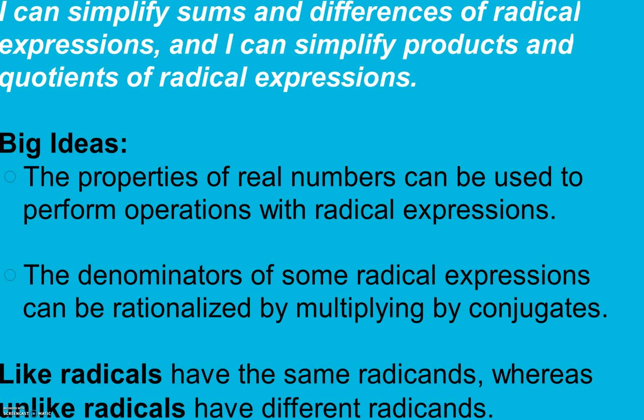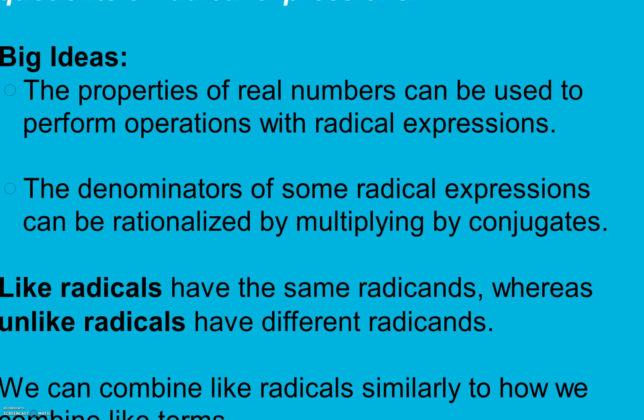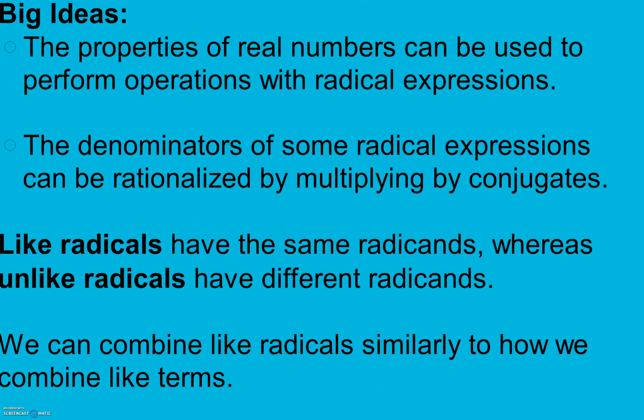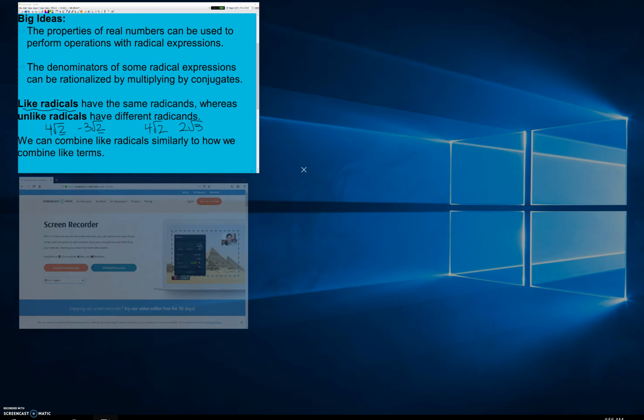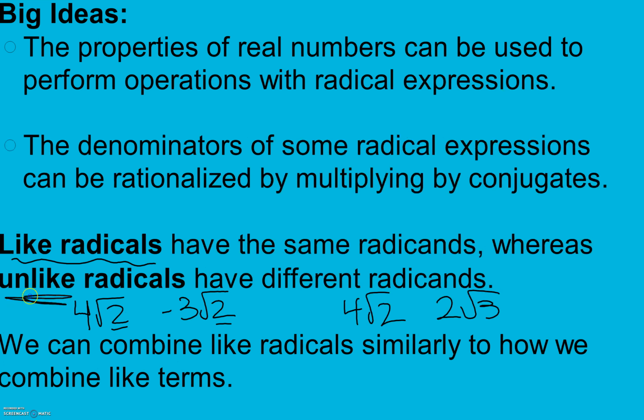Like radicals have the same radicands, whereas unlike radicals have different radicands. So if I have 4 square roots of 2 and -3 square roots of 2, these are like radicals because they're both square roots of 2. If I have 4 square roots of 2 and 2 square roots of 3, these are unlike because those are different. We can combine like radicals similarly to how we combine like terms.